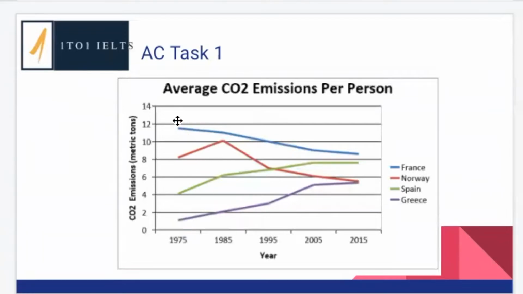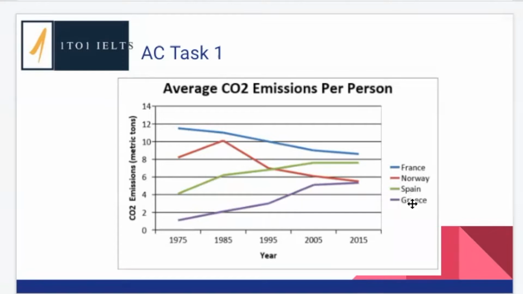So to decide on key features, we look at the start point and the end point. We can see this, the trend is that France is decreasing. The trend is that Norway is decreasing. The trend is that Spain is increasing, and the trend is that Greece is increasing. So we've got 2 categories increasing, 2 categories decreasing. So how will we group our data? France and Norway, yeah, so we've got the 2 that are decreasing, and then Spain and Greece, because those are the 2 that are increasing.